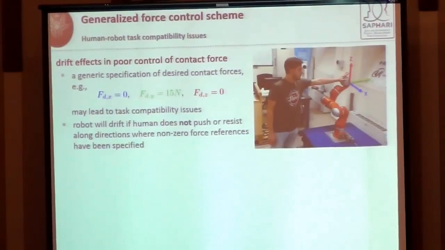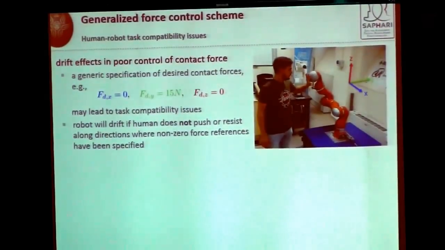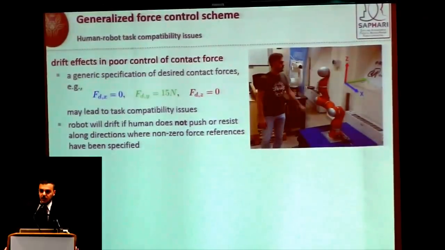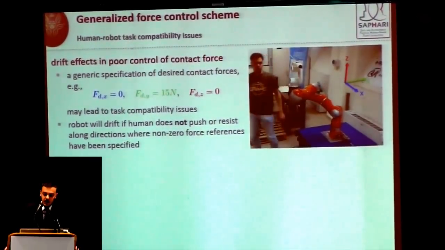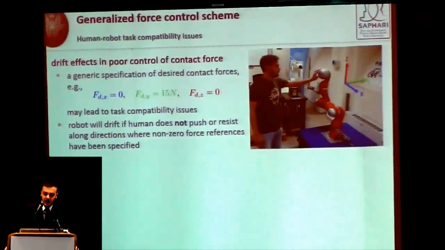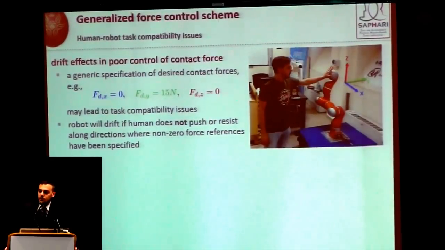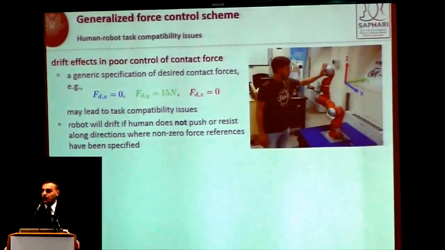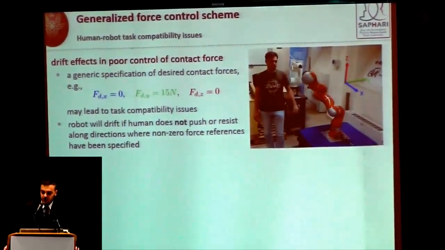In the case of the force control scheme, we performed a preliminary experiment to show that it's not recommended to try to regulate the force only in a fixed Cartesian direction. In fact, as you can see in the video, if I push along the y direction, where the desired force is 15 newtons, the regulation works very fine. But when I push the robot along another direction, the robot will drift, performing a dangerous movement.